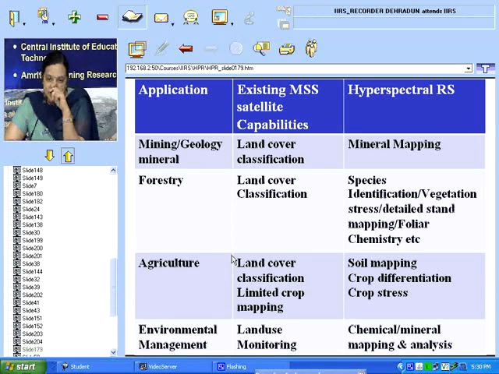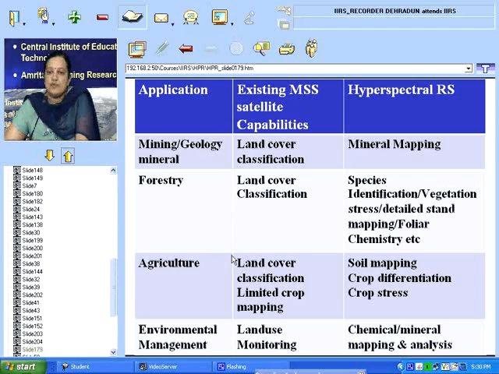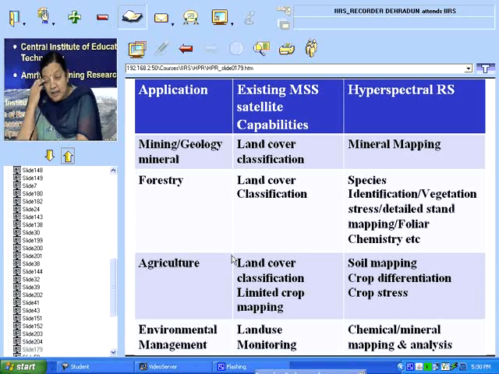In case of forestry, again, the existing data would help you in just doing a simple land use land cover classification, whereas hyperspectral remote sensing data would lead to identification of different species of forest type. This will give you a general category of forest, but here species of forest would be identified. The identification of vegetation stress, if there is a nutrient stress, water stress, what kind of stress is there? Is it healthy, diseased, what is the cause of those diseases can be identified. Detailed stand mapping, foliar chemistry, etc. All these applications can be studied using hyperspectral data sets.